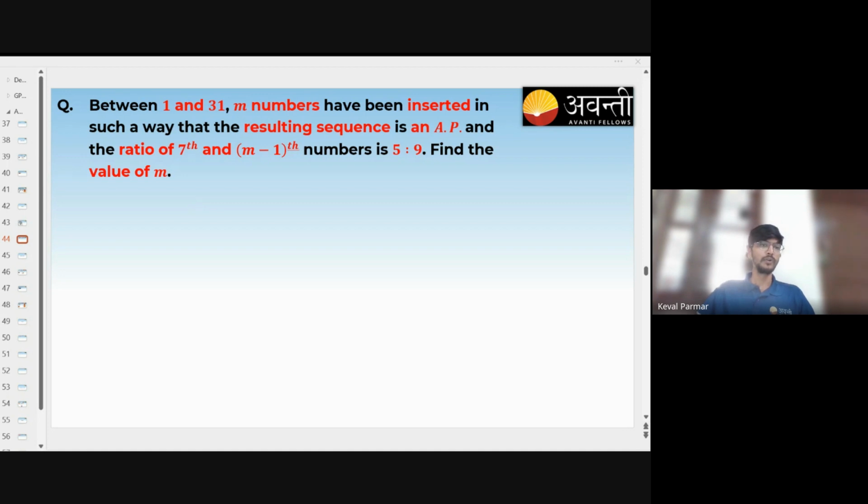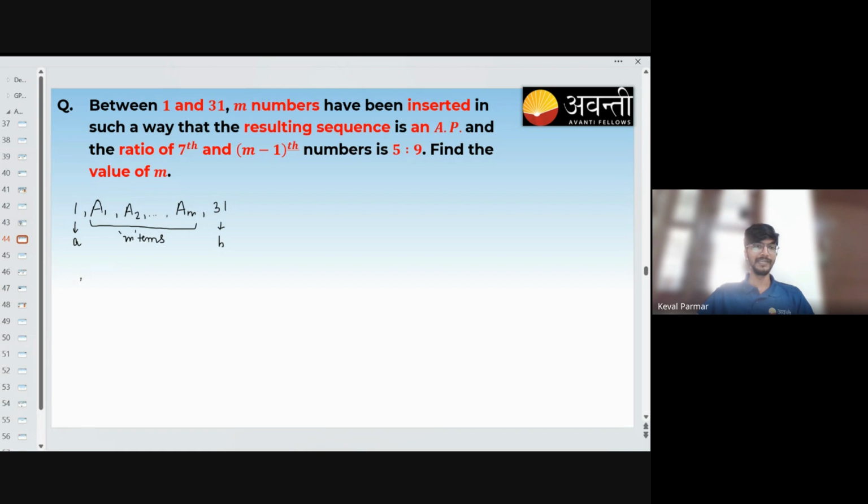So if the resulting sequence has to be an AP, that means I have to insert m arithmetic means. So the first number is 1. Let the m arithmetic means be A1, A2, up to Am, and the last term is 31. So this is A, this is B. How many terms are there? m terms, or you can say m arithmetic means.